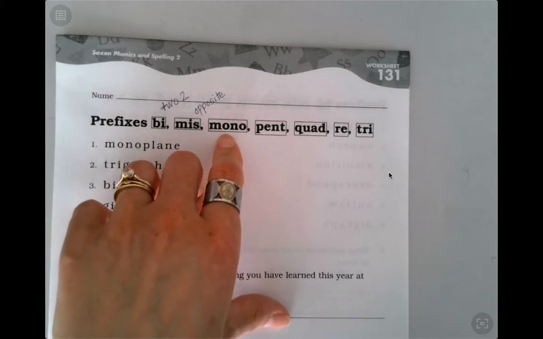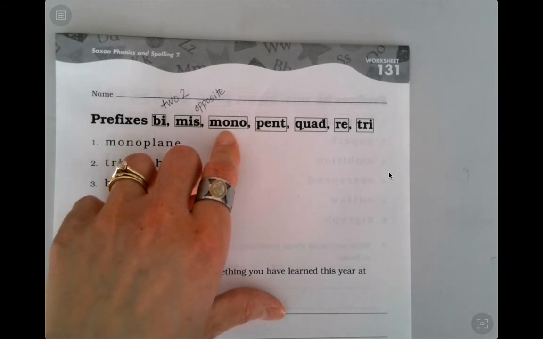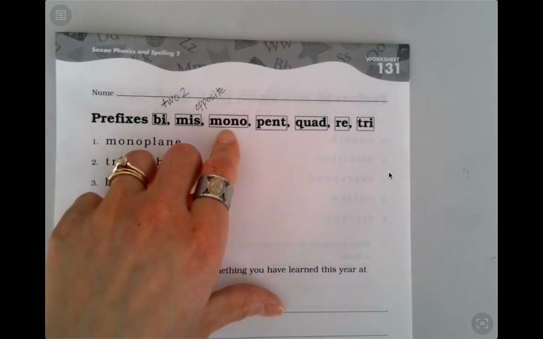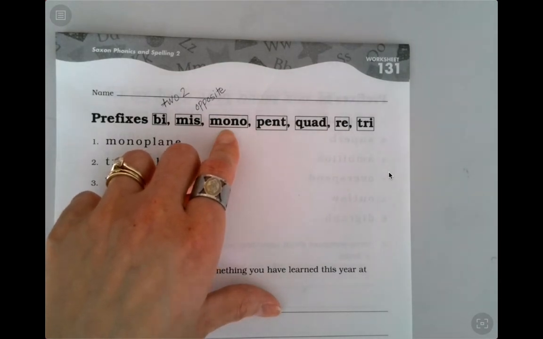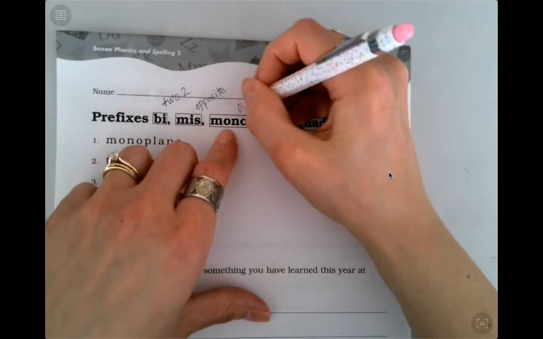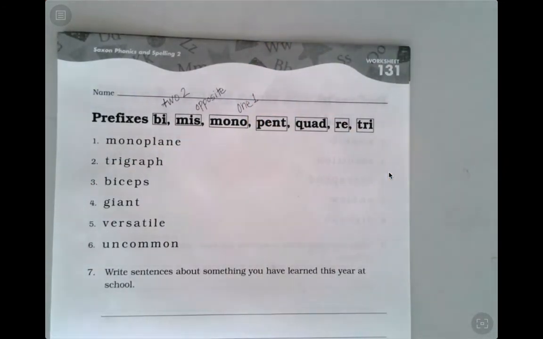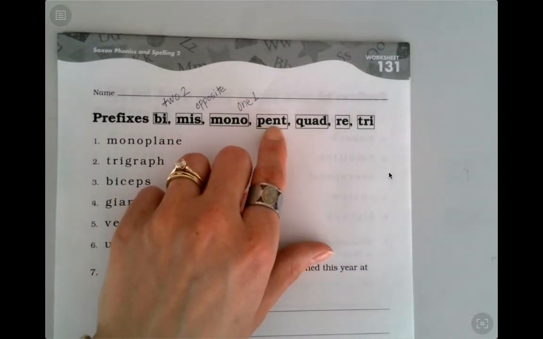Okay, mono is kind of weird. You might not know this one. Mono, has anyone ever been to Disney World before? Did you go on the monorail at all? Do you know what the monorail is? At Disney World, it's like a train of sorts. It has one wheel. That's why it's called a monorail. So mono, what do you think mono means? It means 1. Or you can just put the number 1.